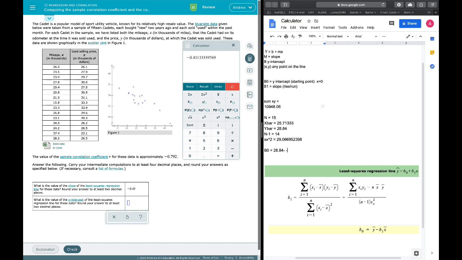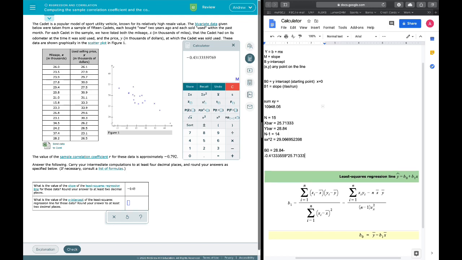So that's what number's in the calculator. So we do minus a negative 0.4313559. I'll hit store in the calculator so we can save that one for us. But be careful here. You have minus and negative. So if you were doing this by hand, you'd have to change that to plus. But we're going to do it in the calculator. It'll do it for us. So then we take it times x bar, which is 25.71333.